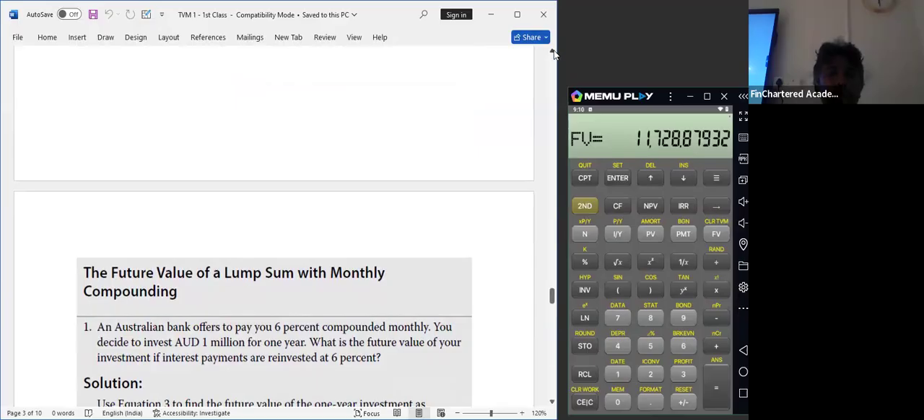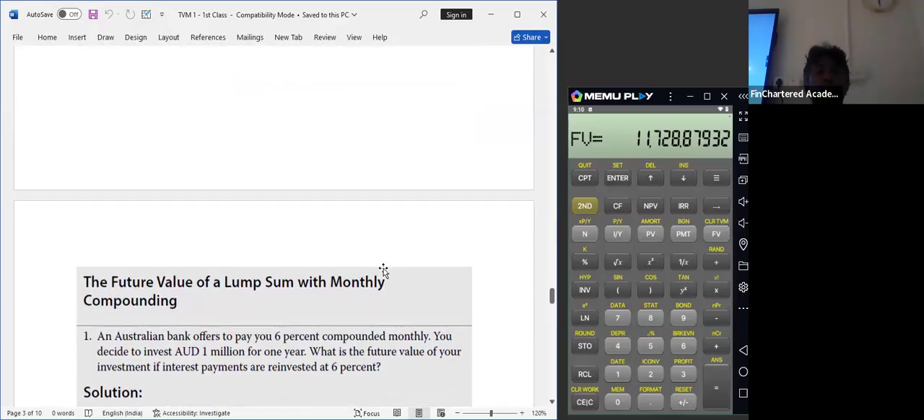All right. Can you guys try to find the value for this one? An Australian bank offers to pay you 6% compounded monthly. You decide to invest Australian dollars 1 million for 1 year. What is the future value of your investment if interest payments are reinvested at 6%? So 6% monthly compounding. What will your 1 million become after 1 year?